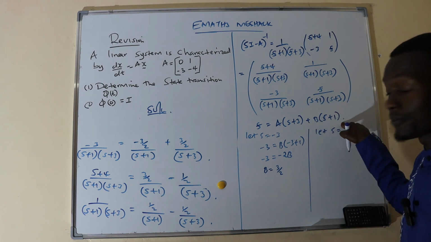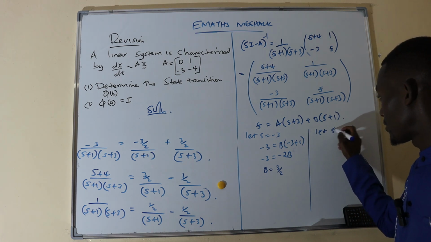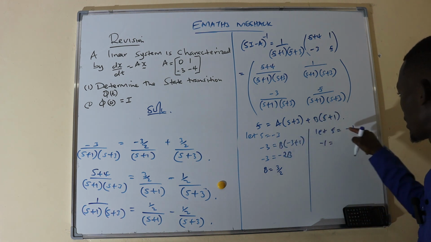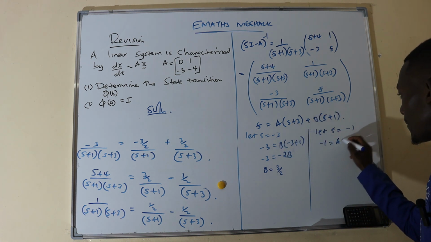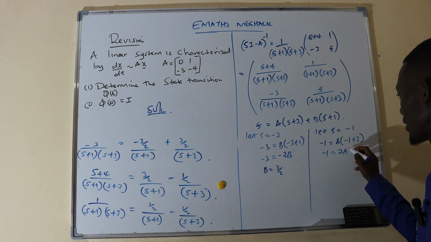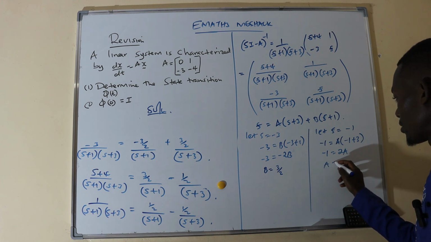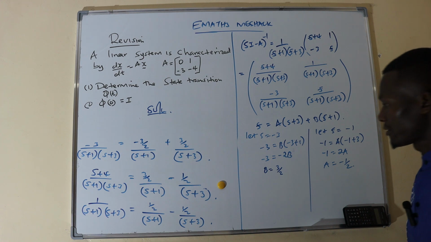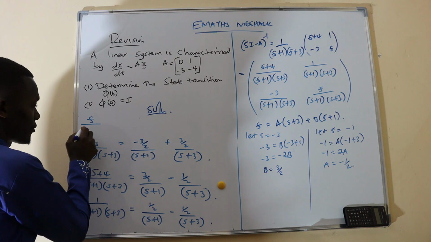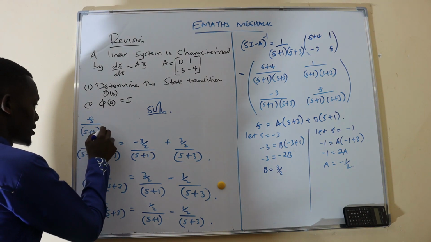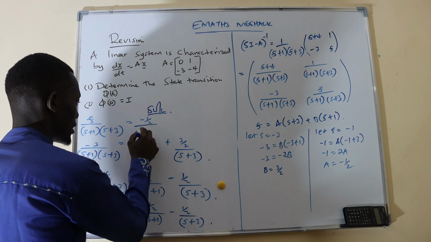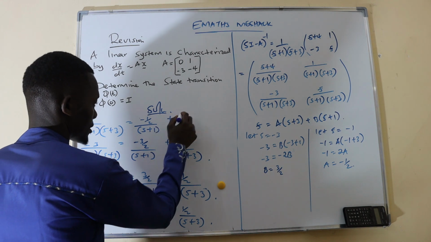So this term here becomes what? It becomes 0 again. But now we have our s value, so this side will be negative 1 equals 2. Now negative 1 replaces this value, so we shall have negative 1 plus 3. So negative 1 equals 2a, and divide by 2 on all sides. So your a value will be negative a half. So therefore, this term here, written as (s plus 1)(s plus 3), will be given by negative a half over s plus 1, then our b value is plus 3 over 2 over s plus 3.